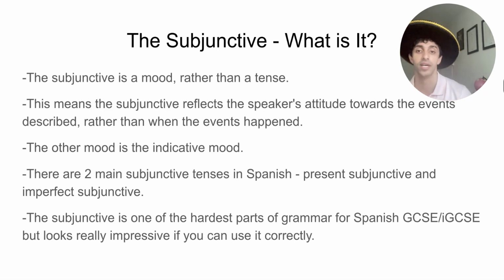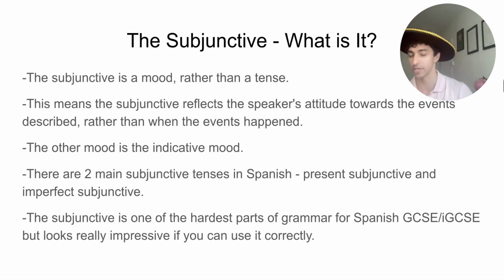So most people would start off with the present tense in school. Then they might go into the future, imperfect, preterite, and so on. All of those tenses were in what's called the indicative mood. That is the other mood, apart from the subjunctive mood. It's called the indicative mood. So there are two moods in Spanish.